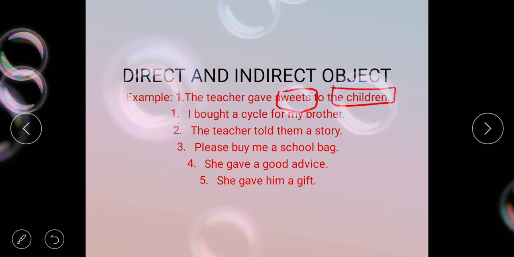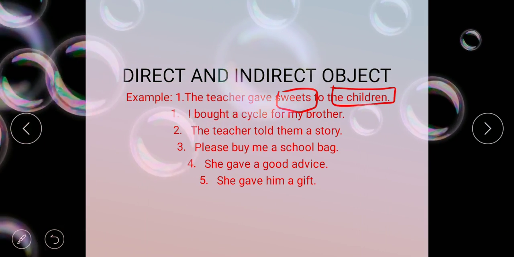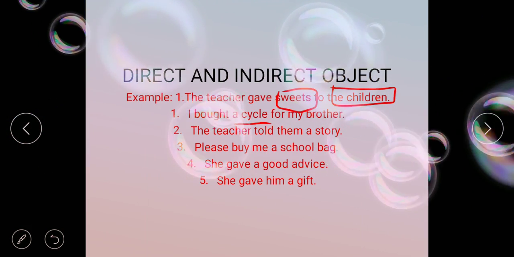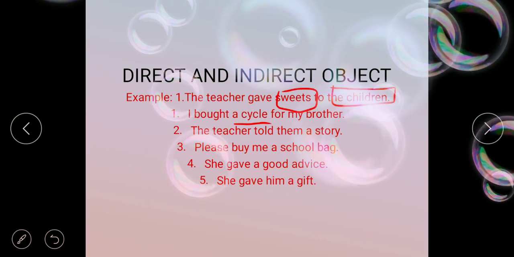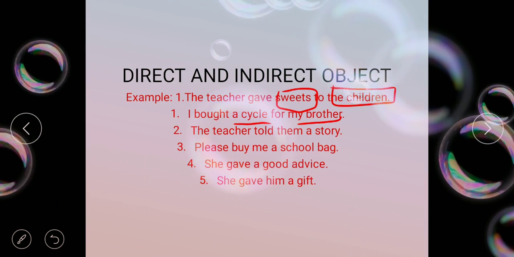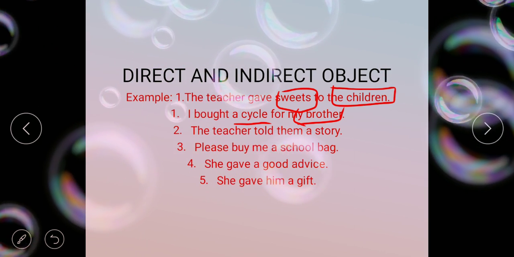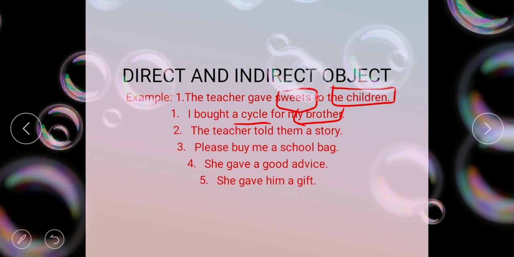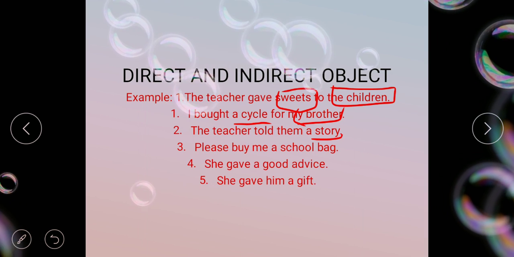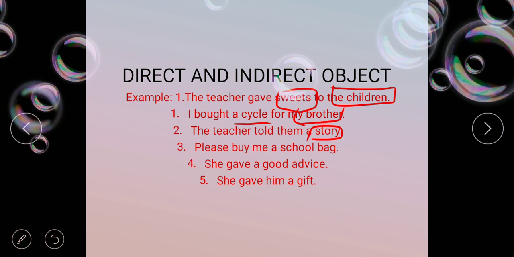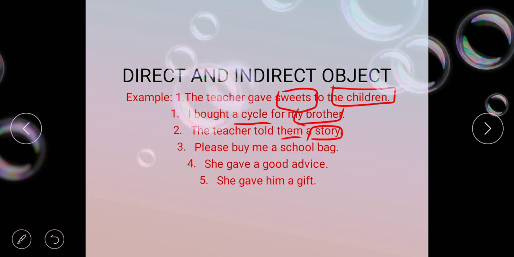I bought a cycle for my brother. What did I buy? I bought a cycle. A cycle is the direct object. For my brother is the indirect object. The teacher told them a story. What did the teacher tell? Teacher told a story. A story is the direct object and them is the indirect object.